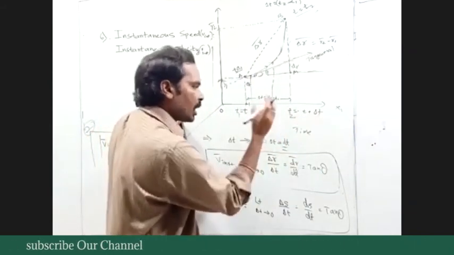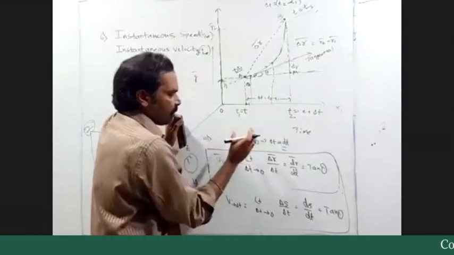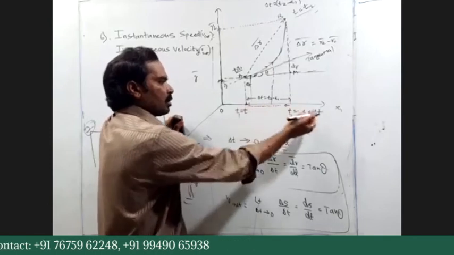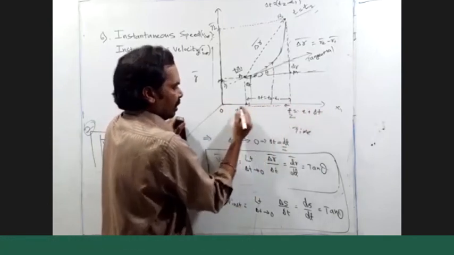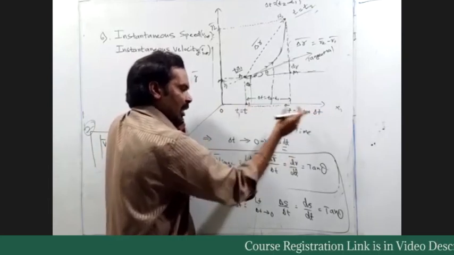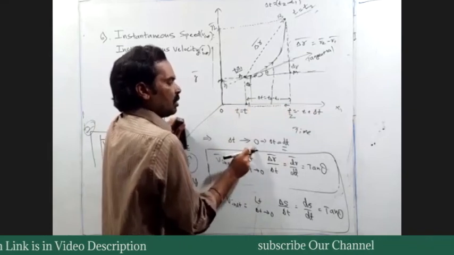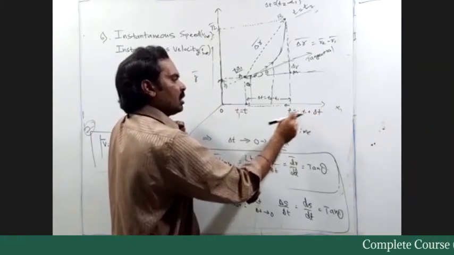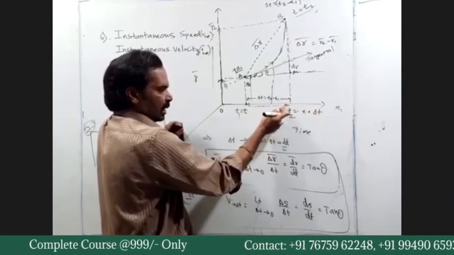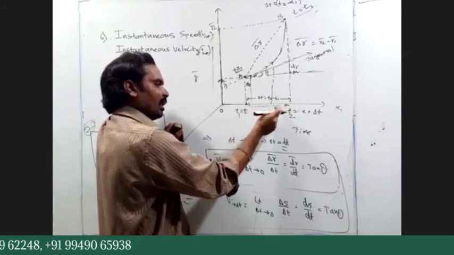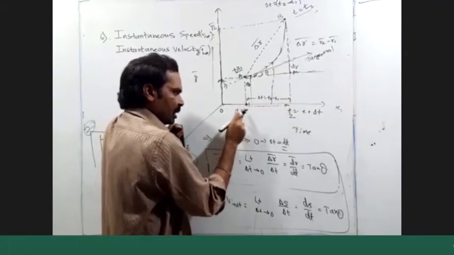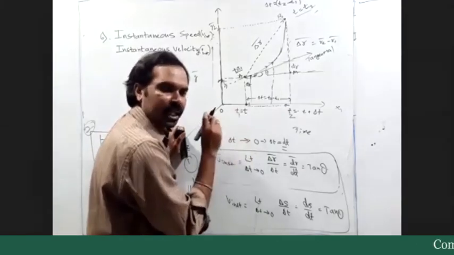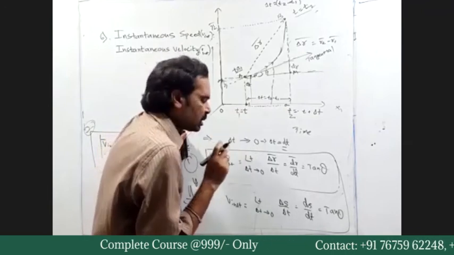Now what I am doing here is reducing this delta t time interval, taking a very small time interval. When I reduce this delta t as much as possible, tending to zero, t2 becomes t1. If I take delta t equal to zero, then t2 becomes t1. So by reducing delta t tending to zero, I am taking the instant moment t1 equal to t, but not zero. Delta t tends to zero means reducing the time interval as much as possible, but not to zero.